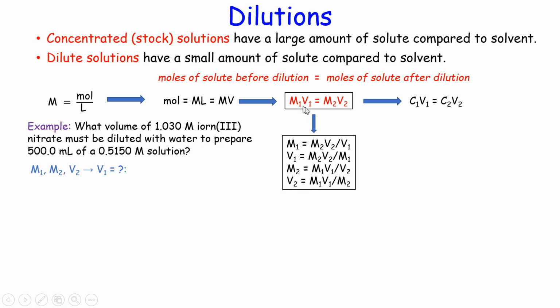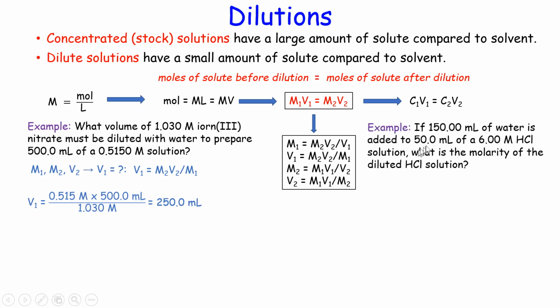If we need to calculate V1, we just move M1 to the other side as a denominator. So therefore V1 equals M2V2 over M1. Now V1 equals M2, that's 0.5150 molar after the dilution, multiplied by the volume after the dilution, V2, that's 500 milliliters, then divided by M1, the stock solution before the dilution, that's 1.030 molar. Then we have 250 milliliters. That's the answer for this question.